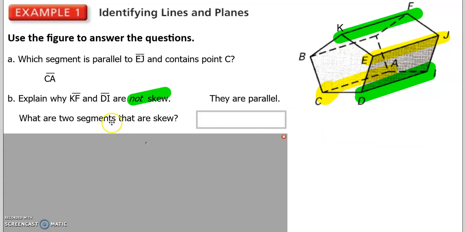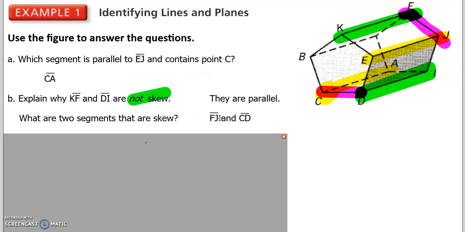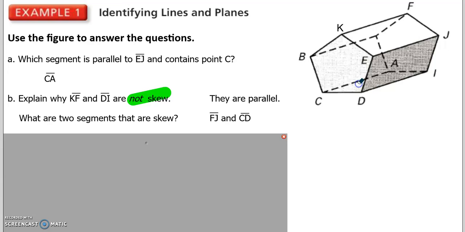So let's talk about segments that are skew. What segments have nothing at all in common? What about segment FJ back there and segment CD up here? Totally different planes. They're never going to intersect, so they are skew. Okay, wonderful. Let's get rid of some of these highlights so I can keep drawing on this.